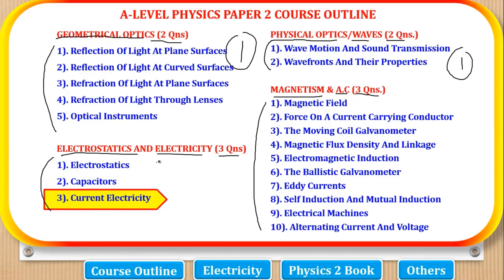So here it is up to you. You can choose to get 2 from here and 1 from here to make the 5 questions, or you choose 1 from here and 2 from here to still make the 5 questions which are needed in a complete paper.